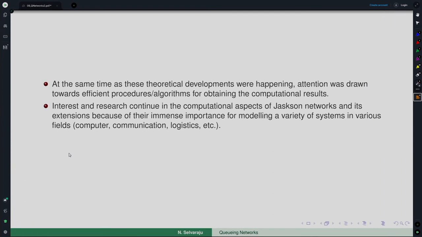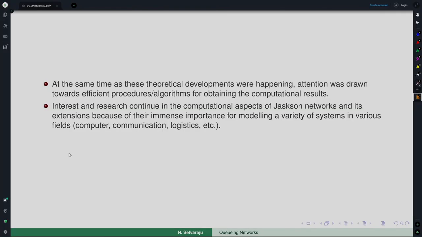At the same time as these theoretical developments were happening, you always look for a product form solution because that makes your life easier. If you have to keep it in full generality, like in the case of a queuing network with blocking, then the complexity is exponentially high and it is very difficult to handle. Even if you keep it in product form, you have computational issues when you want to compute. Without product form, it is even more difficult. That is why you keep looking for what generalization I can make so that I stay well within the product form solution format.